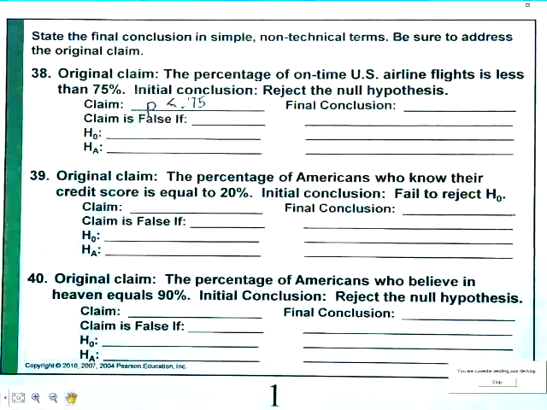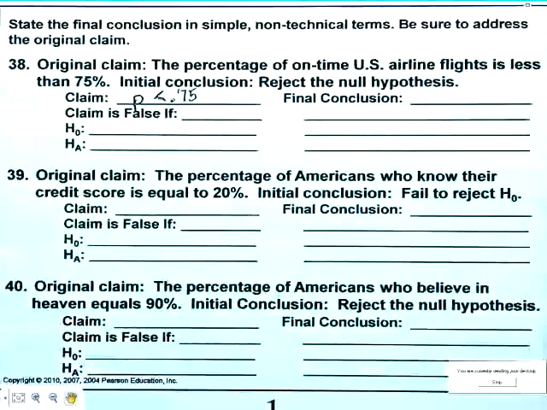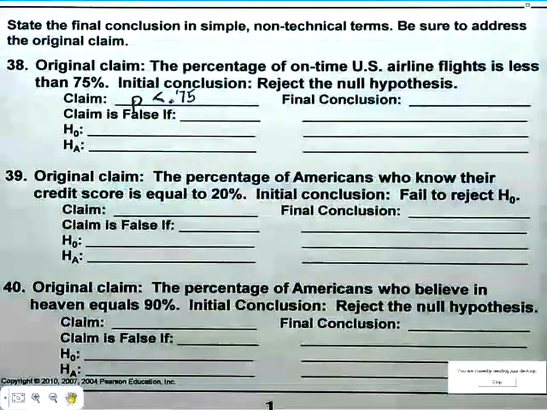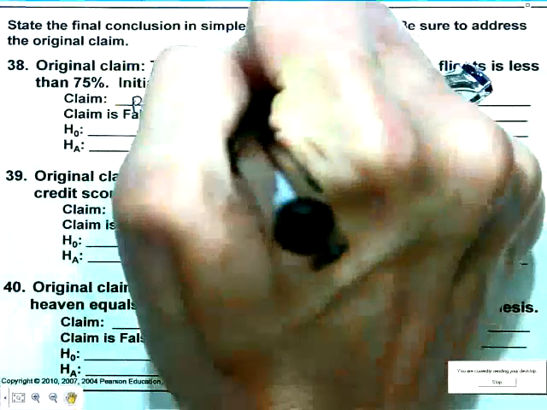What's the complement of that? That claim is false if what? Greater than or equal to. Everything that's not less than is greater than or equal to 0.75.